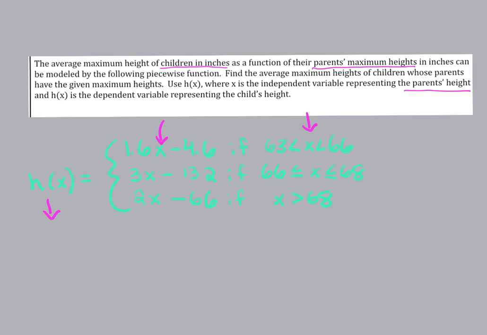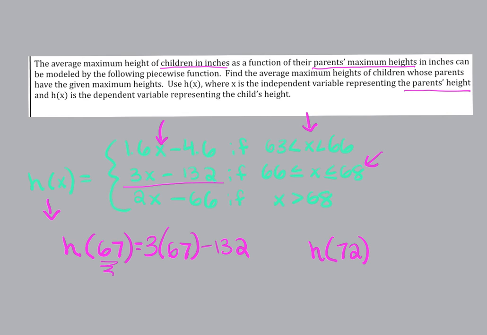So we're going to find the height of the children when the parent's height is 67 inches and the height of a child of a parent that is 72 inches. This is obviously making predictions, looking at past examples and estimations. So if a parent is 67 inches, find the interval. Okay, that's the middle one. So plug in 67 into the middle one. So 3 times 67 minus 132. So if a parent is 67 inches, there's a prediction that the child will be 69 inches.